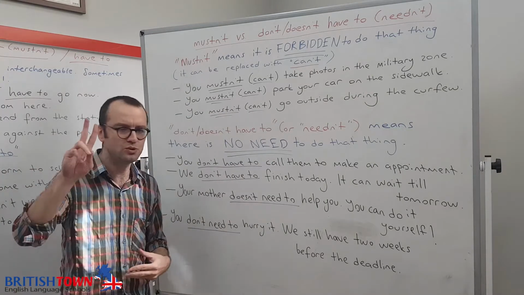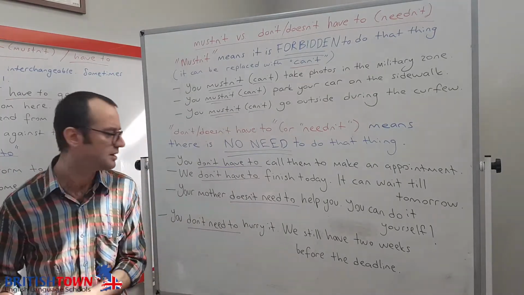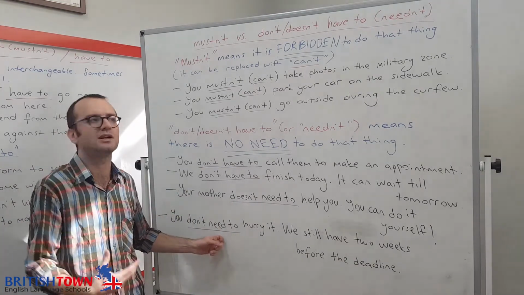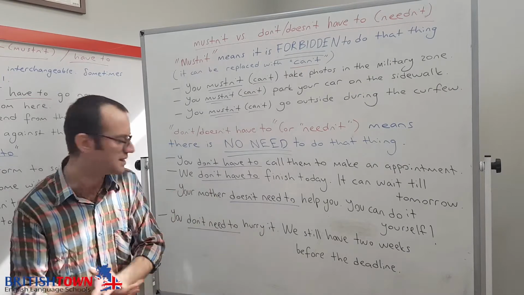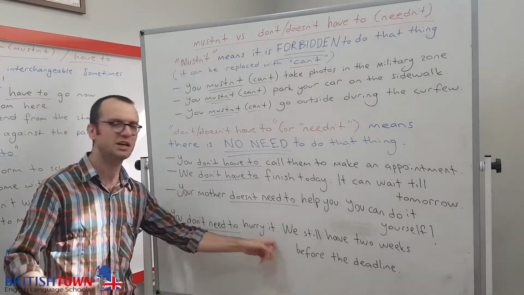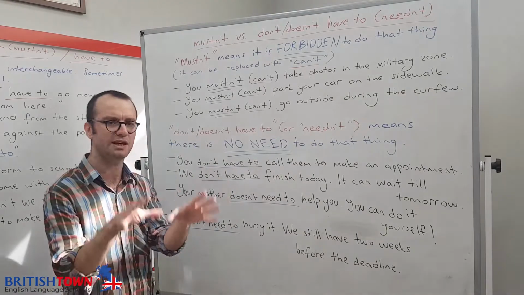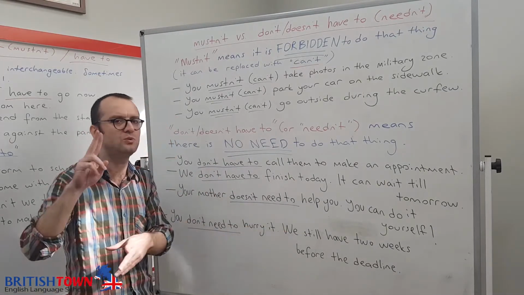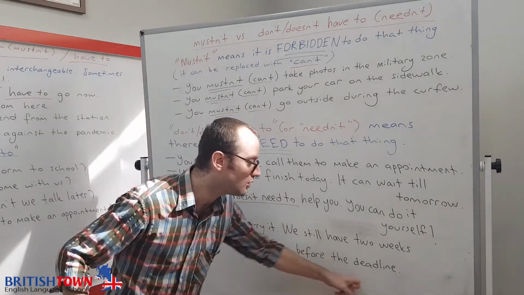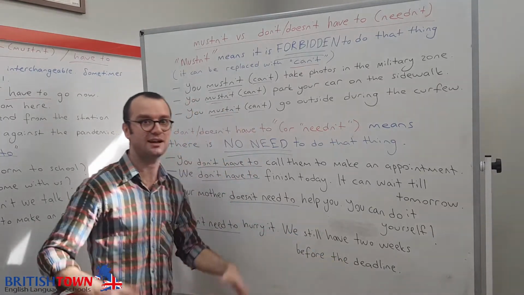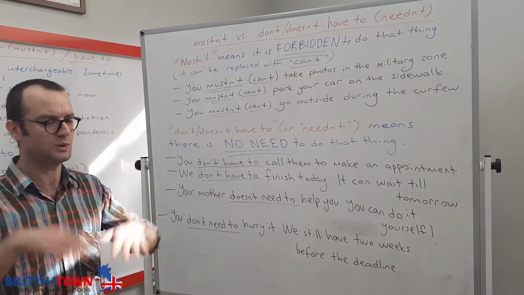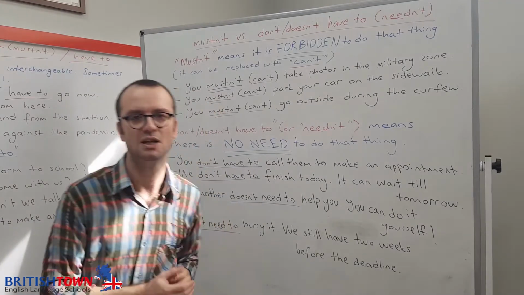Or you don't need to hurry it. We still have 2 weeks before the deadline. So you don't need to hurry it. Ne yapmana gerek yok? Dediğim gibi burada you don't need to yani you don't have to diyebiliriz. Anlamı değiştirmez. You don't need to hurry it. Acele etmene gerek yok. O şeyi, şu anda üstünde çalıştığın şeyi acele etmene gerek yok. We still have 2 weeks. Hala 2 haftamız var. Before the deadline. Son tarihine, teslim tarihine kadar hala 2 haftamız var. So don't worry, you don't need to hurry it.